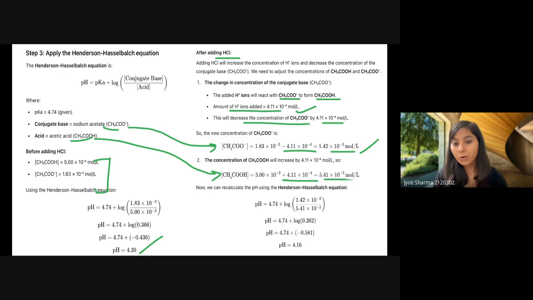So this is how you have the new concentration of your acid and the new concentration of your conjugate base. Now what you need to do is put these values in, and then you will see the pH value has changed. Okay, so this is how you can calculate the pH of any buffer solution if something is added later into that buffer solution.